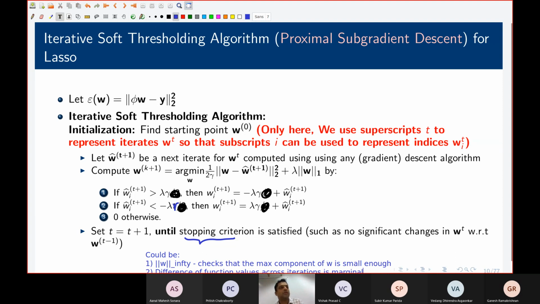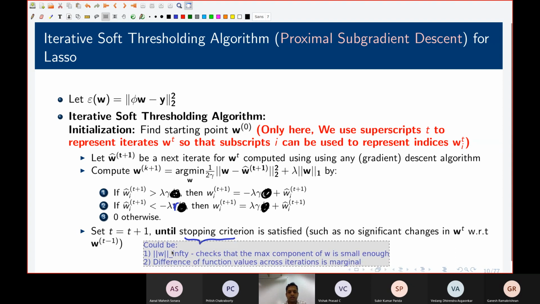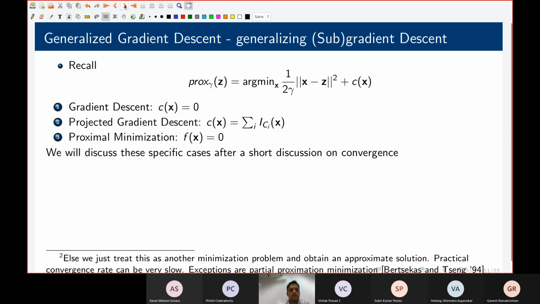For smooth functions it won't matter. Okay, so now let's discuss some other cases. I think we're done with the application of proximal to lasso.